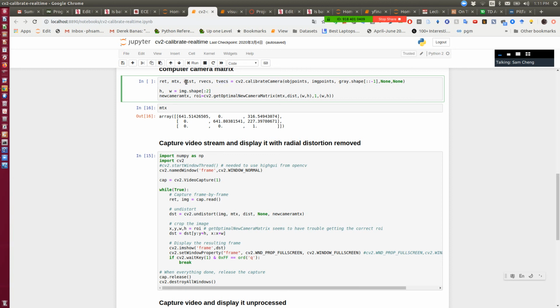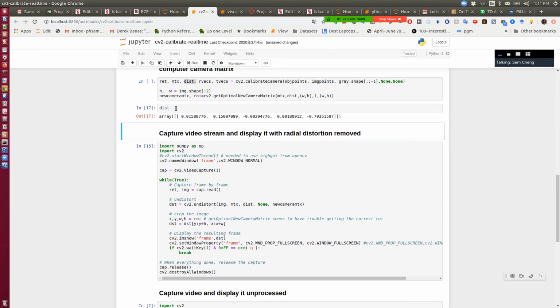Also you have this distortion, which is a radial distortion basically. This is a polynomial thing. Yeah, it's hard to interpret like this.